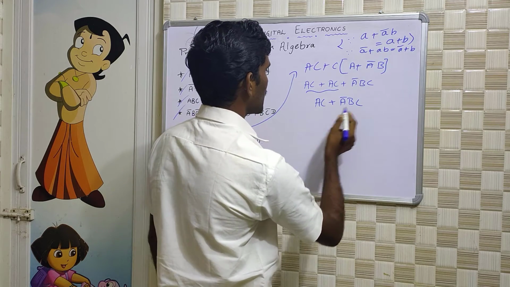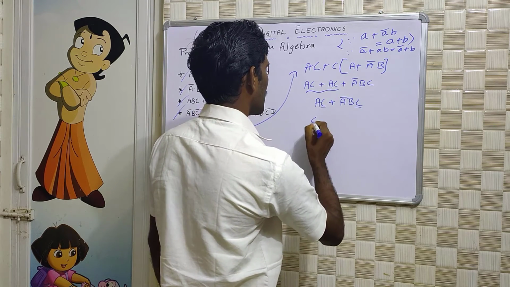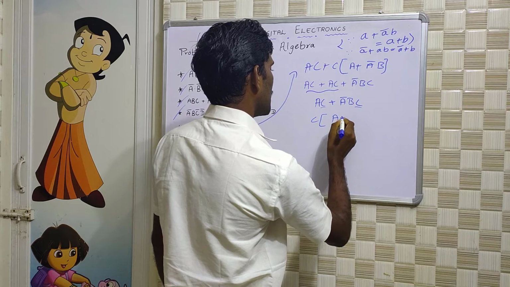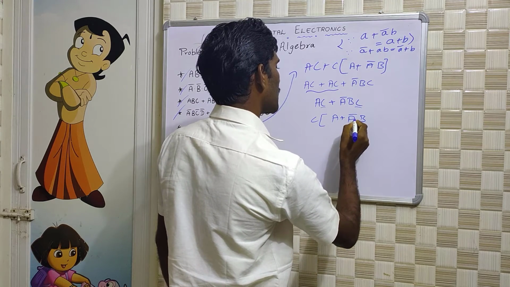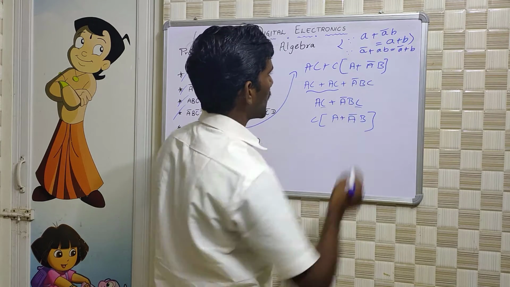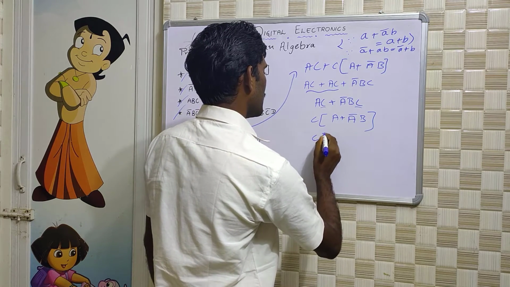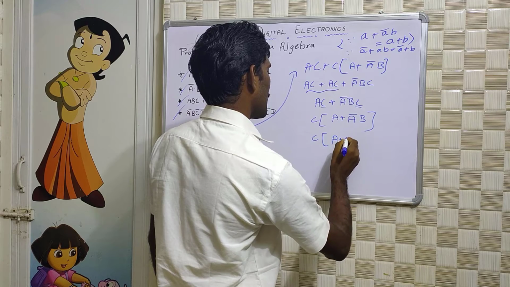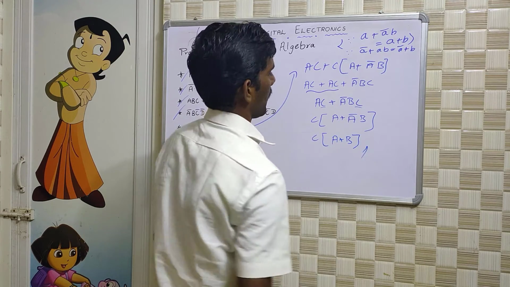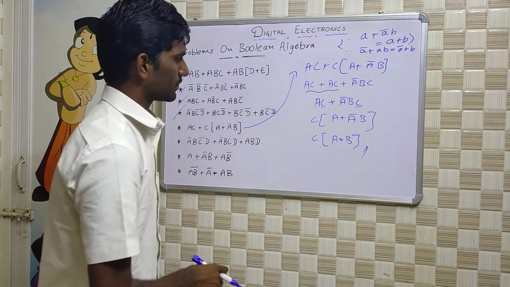So from these two terms we have C as common. So we will take C common. So A plus A bar B. We know the formula A plus A bar B is equal to A plus B. So C into A plus B will be the answer for this question.